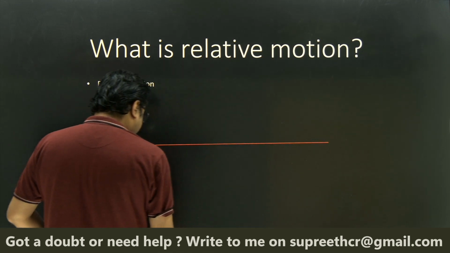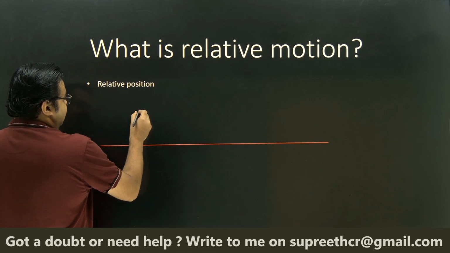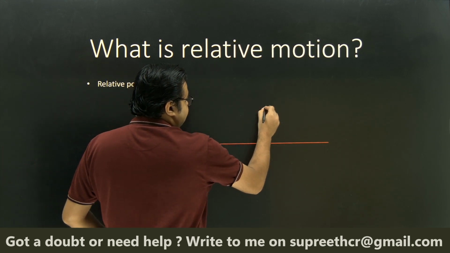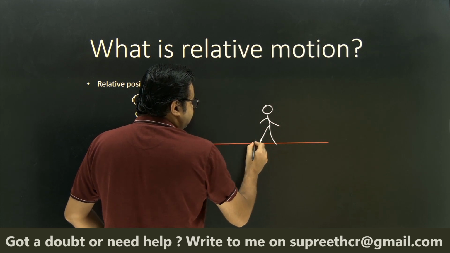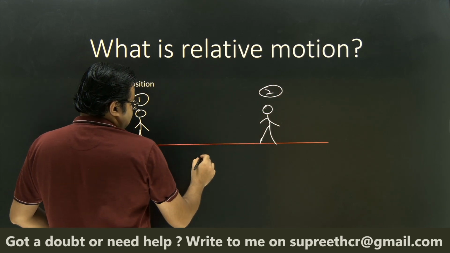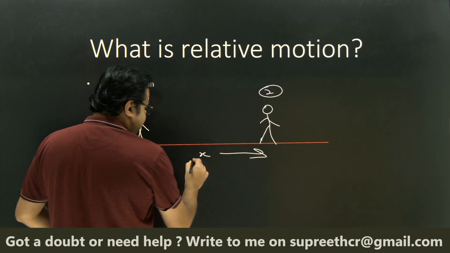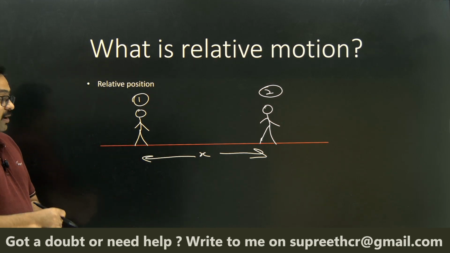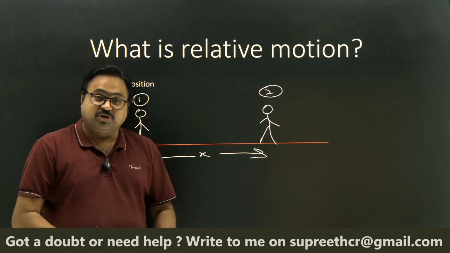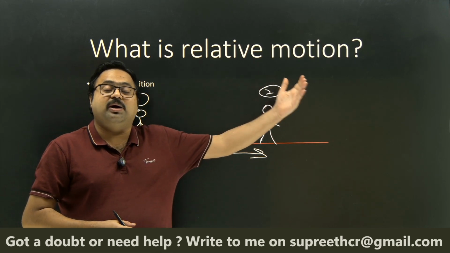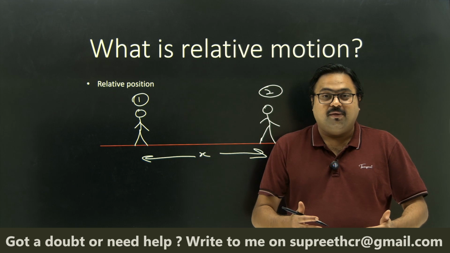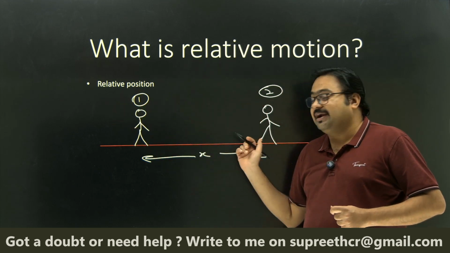Here we have the floor, and let's talk about two men standing here. So that's person number one, and here person number two. Both of these guys are standing, and the distance between them, let's say, is x. Now, if you ask person number one, person one would say that person two is to my left and is at a distance x. But if you ask person two, person one would be towards the right at a distance x.